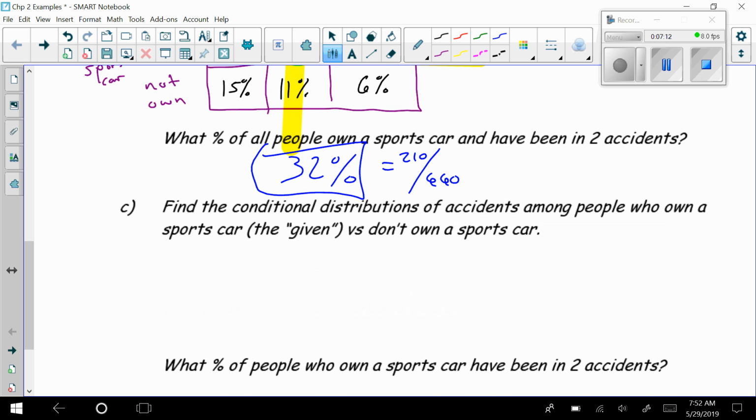Now it says find the conditional distributions of accidents among people who own a sports car, given, which is the given part, versus don't own a sports car. So what we need to do here is split this up into 2 different conditions, right? It's really kind of one condition. We only care about the people that own a sports car. So these people would own one. What percentage of people then would have 1 accident of those that own a sports car?